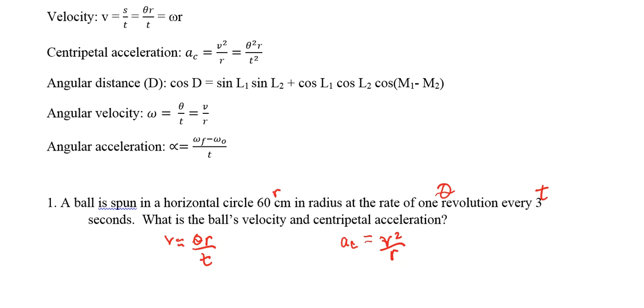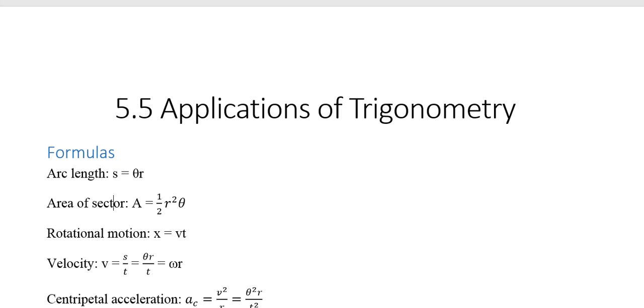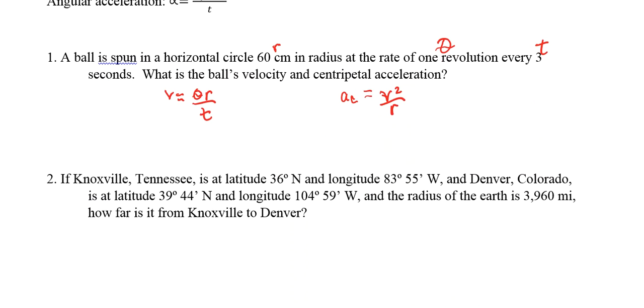So now we're going to plug in the numbers so we can see what we get. V equals my theta. I'm going to do this in radians. 1 revolution is 2 pi. I should be working in radians because degrees don't work the same. Times my radius, which is 60, divided by my time, which is 3 seconds. My 60 is in centimeters. My 3 is in seconds, so my answer is going to be in centimeters per second.